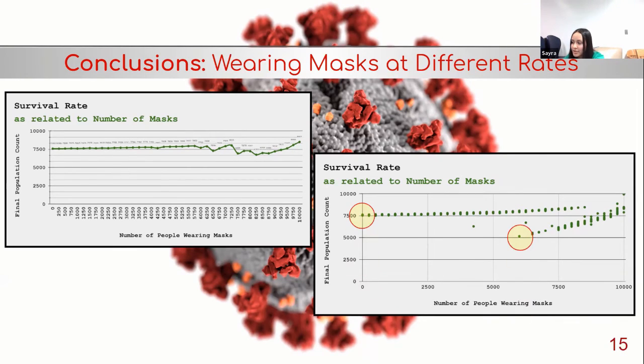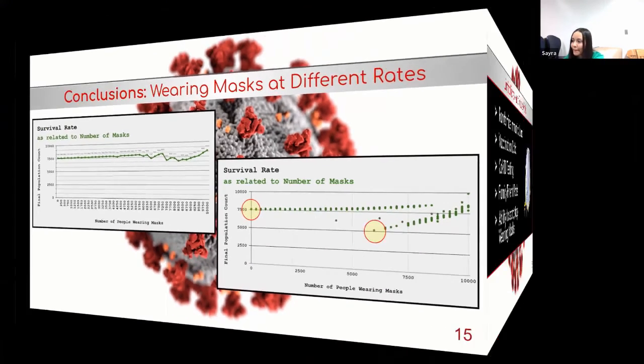So even if 90% of people wear a mask, the last 10% has a big impact as more people die over time. And if you look at the chart on the right, you can see a point where the line dips even lower, much lower than if no one wore a mask at all.